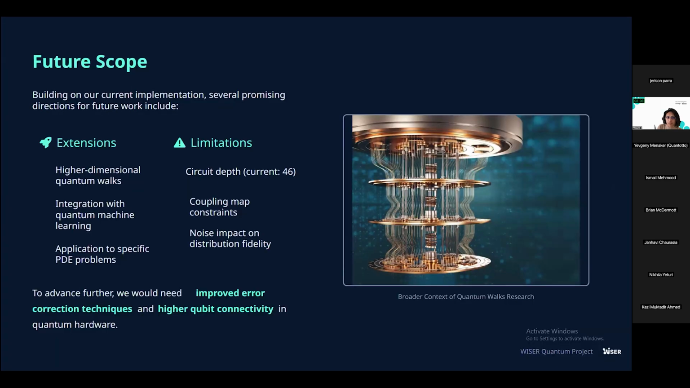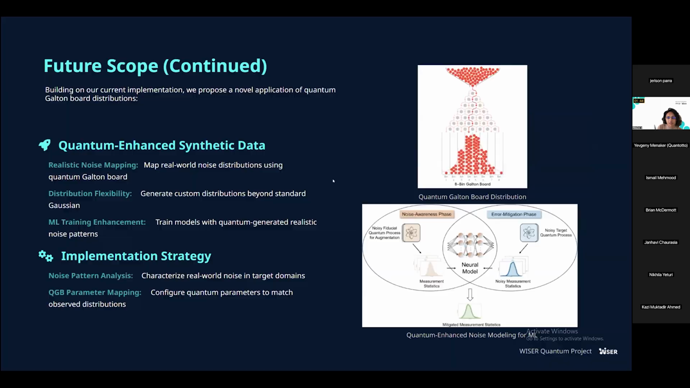For the future scope of this work, we're thinking about extending this algorithm to higher dimensional quantum walks, integrating with quantum machine learning, and application to specific PDE problems. We thought of one specific use case for this problem, which is to generate synthetic data with customized noise distribution.